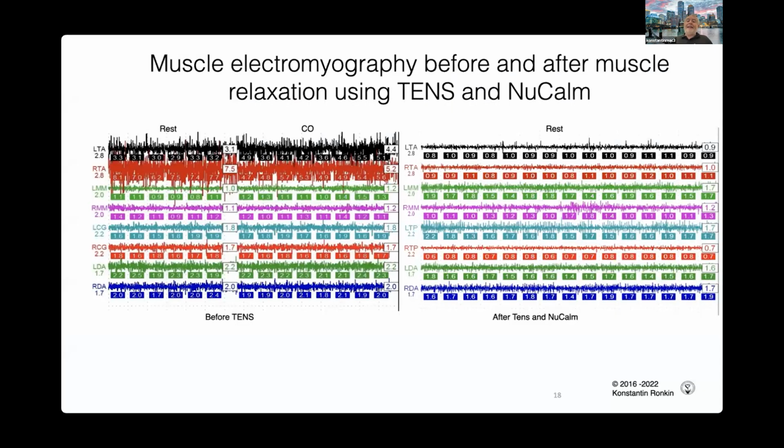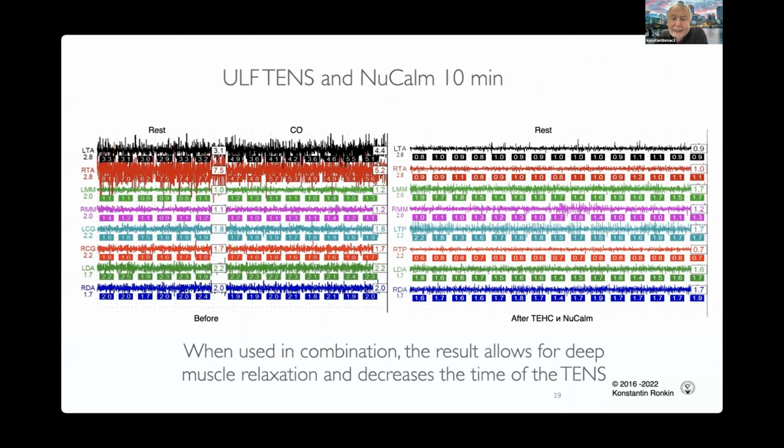And this is a muscle electromyography before and after muscle relaxation using TENS, transcutaneous electrical neural stimulation, and the system that I just explained to you. This procedure was done for 10 minutes. It's like 10 minutes between the electromyography on the left side and the electromyography on the right side of the screen. And you can see how low and how balanced the electromyography of the temporalis muscles is. You see, these are the temporalis muscles on the first two lines, the black and red.